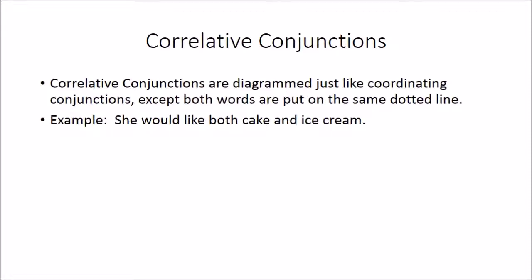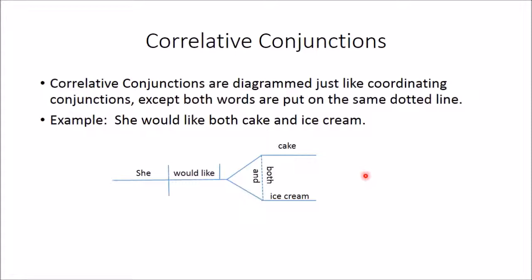So an example would be, she would like both cake and ice cream. You've seen this example before. She would like, split the direct object side. What would she like? Cake and ice cream. And you put the both and on the same dotted line. And if it were not only but also, you would put not only on this side and but also on this side. You'd put them all on the same dotted line. And that's how you diagram correlative conjunctions. Not too different from what you already know, so this is a pretty quick presentation.